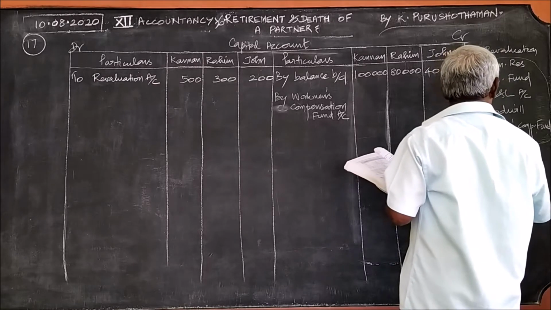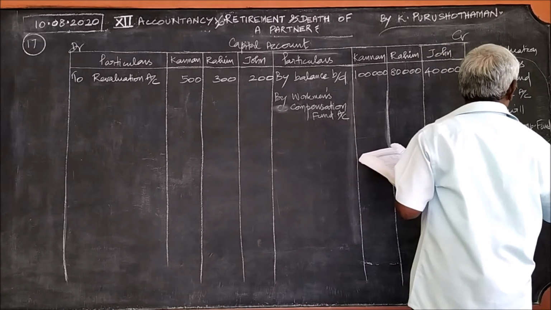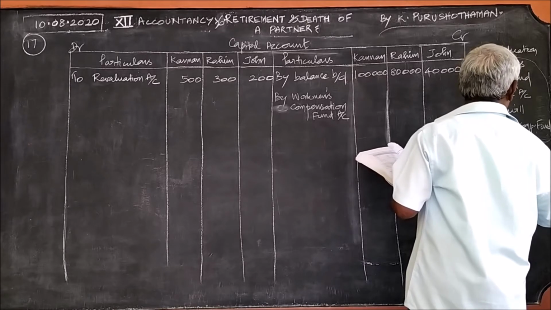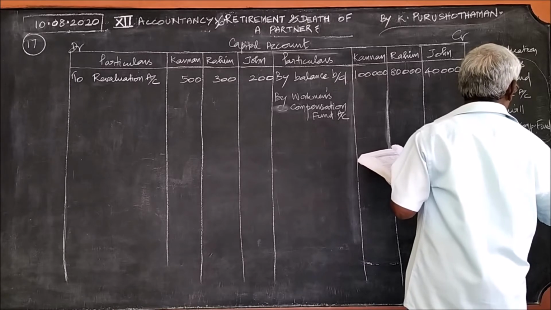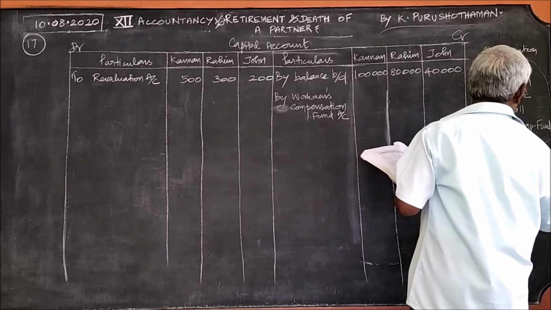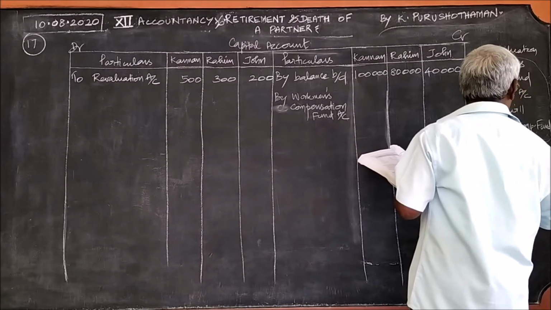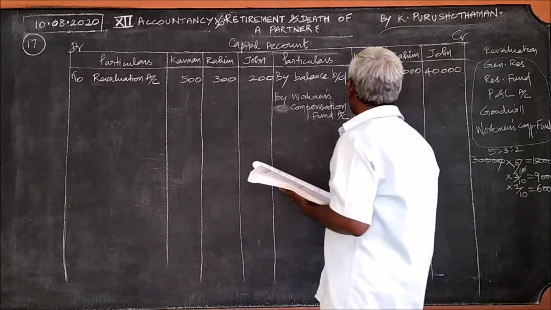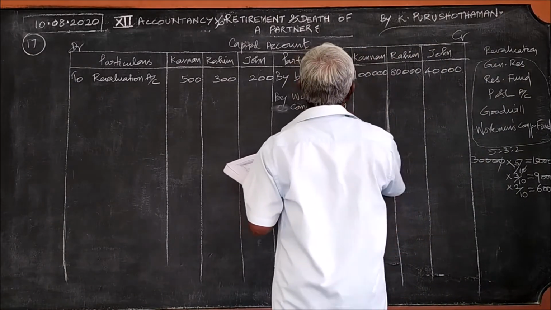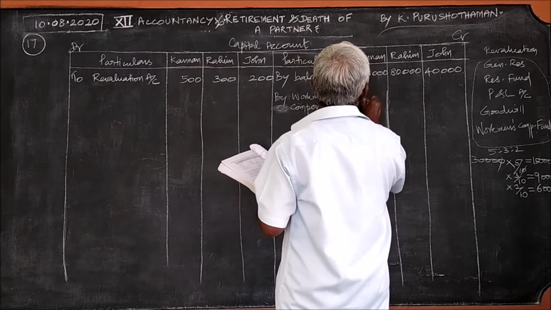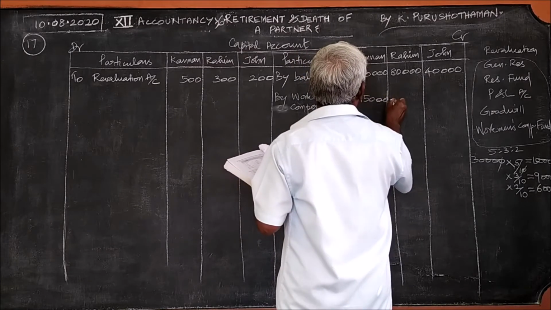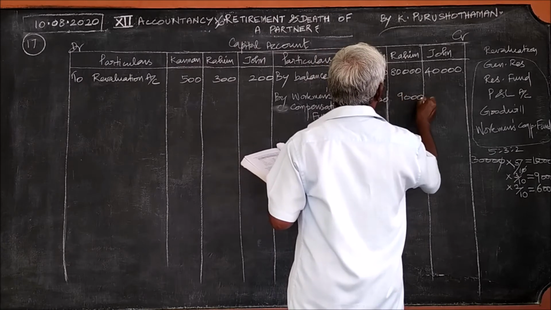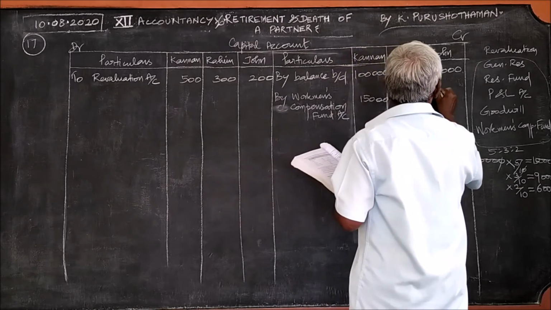Yes, we can cancel this one. 15,000, 3 times is 9,000, 2 times is 6,000. So 15,000, 9,000, 6,000. This is the workmen's compensation fund.